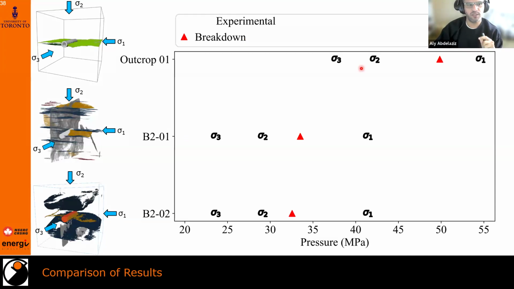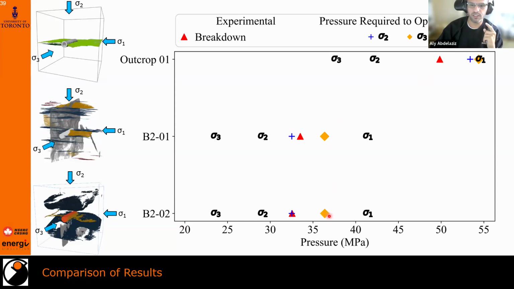We look into this from a different perspective now. What about breakdown pressure, the maximum pressure that was reached? In the outcrop cube, it was over here, around 50. And in the two samples at depth, it was almost the same, more or less, around 32 MPa. Now, what we bring to the table here is that if it was to open against sigma 2, you're expecting the breakdown pressure to be these crosses. If it was to open against sigma 3, it was expected to be these yellow diamonds.